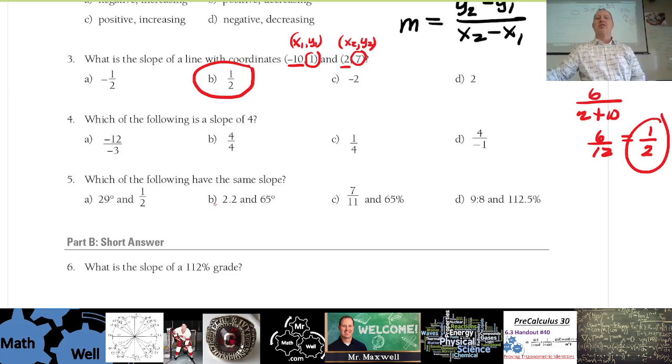Okay, so which ones have the same slope? All right, so let's take a look at A. Okay, 1 over 2 is a slope, so that would be like a rise of 1 and a run of 2. Okay, so I'm going to make it into a little triangle there. Now, does this look like it could be 29 degrees? Well, how do I turn 29 degrees into a slope? Does anyone remember the connection between slope and an angle?